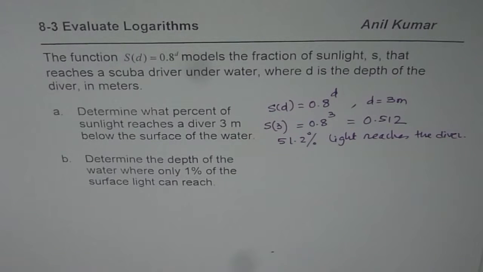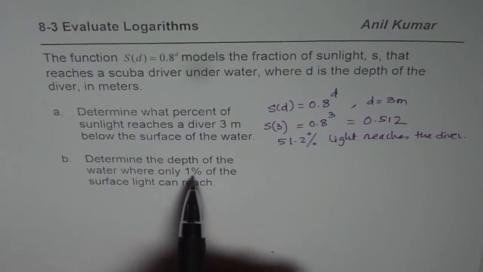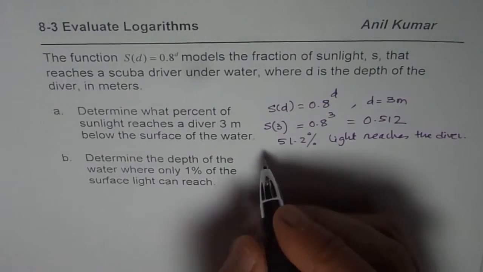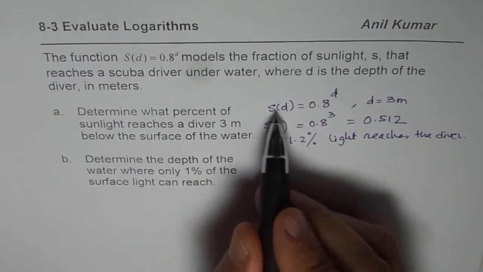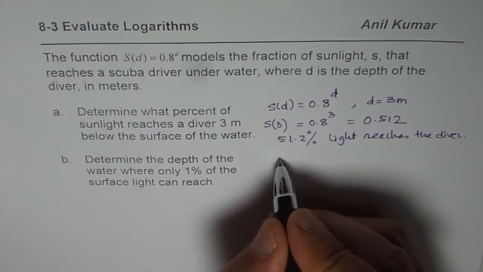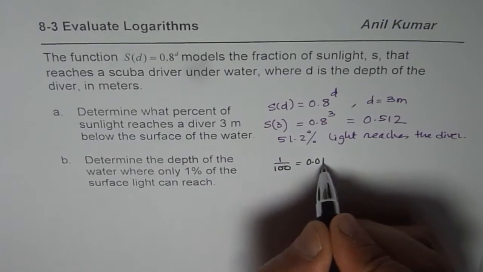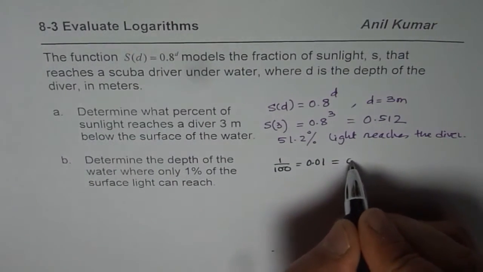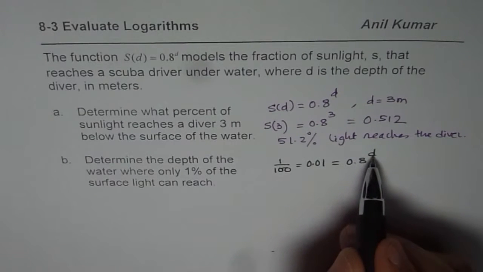Now the second part here is determine the depth of water where only 1% of the light reaches. Now 1% is the value of S of D. So we'll again use the same equation, but instead of S of D we'll put 1%. Now 1% is 1 over 100, correct? Which is 0.01. That equals 0.8 to the power of d. Now from here we have to find d. How can we do that?